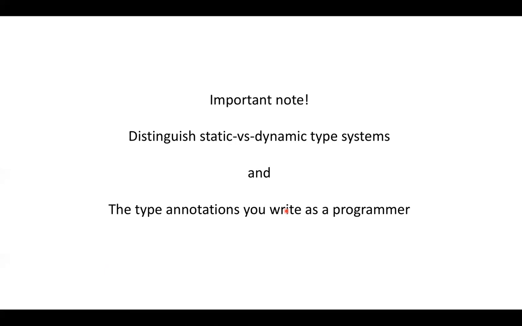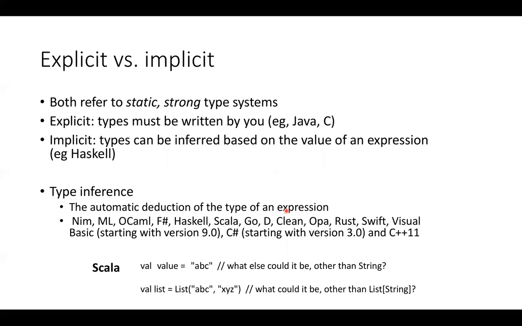So my point is only that whether or not a language has static typing is independent of whether or not you, the programmer, have to actually label everything with types. And that actually leads us to explicit versus implicit. So in a language with explicit types, you have to label everything. In a language with implicit types, types can be inferred.